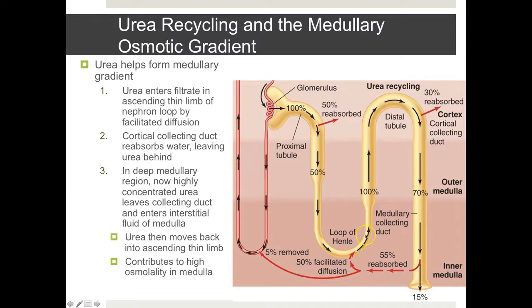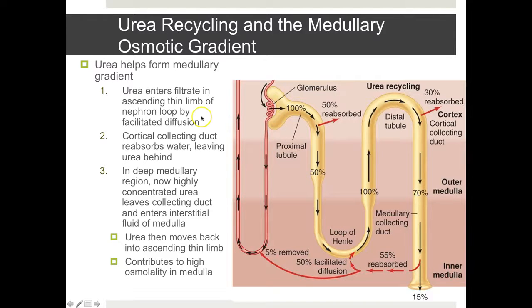We are going to reabsorb some of our urea, and that's how we're getting a 100% here. We move past through the distal convoluted tubule here. 30% is going to be reabsorbed back into our blood. And so we're left with 70% here. But as we're moving down, like we saw before, we're reabsorbing 55% over here into our loop of Henle.